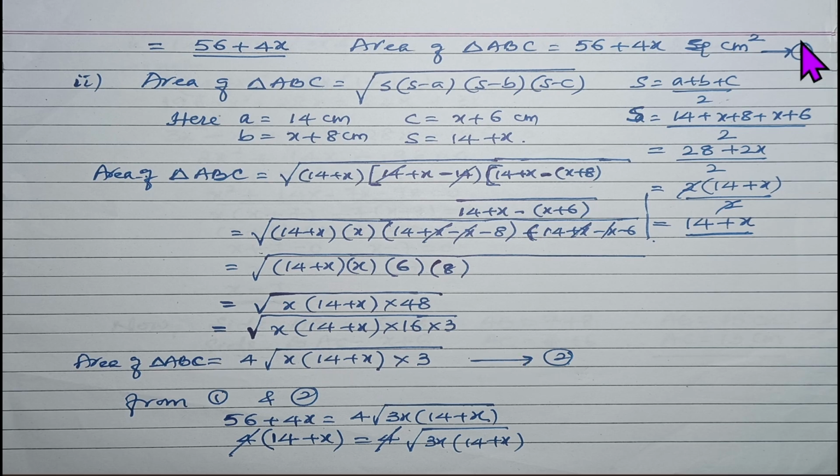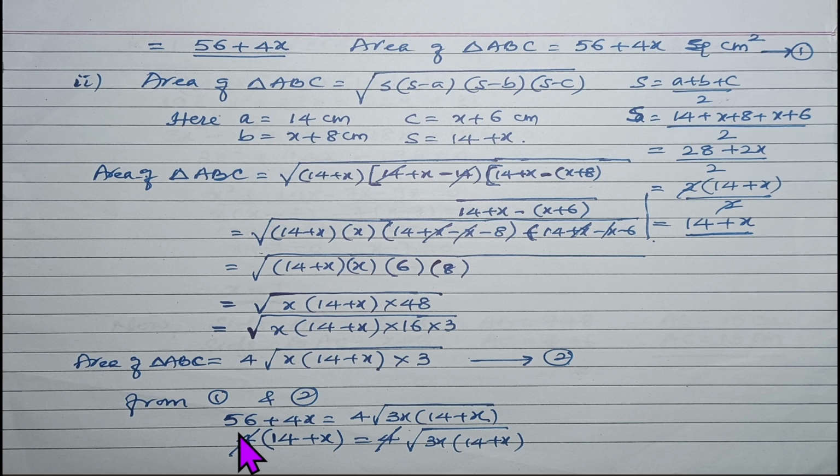So we have got two equations. One equation for the area of triangle ABC is 56 plus 4x centimeter square, and the second equation is 4 root of x into 14 plus x into root 3. I can equate the RHS of 1 and 2. By equating the RHS of 1 and 2 we get 56 plus 4x is equal to 4 times root of 3x in the bracket 14 plus x.